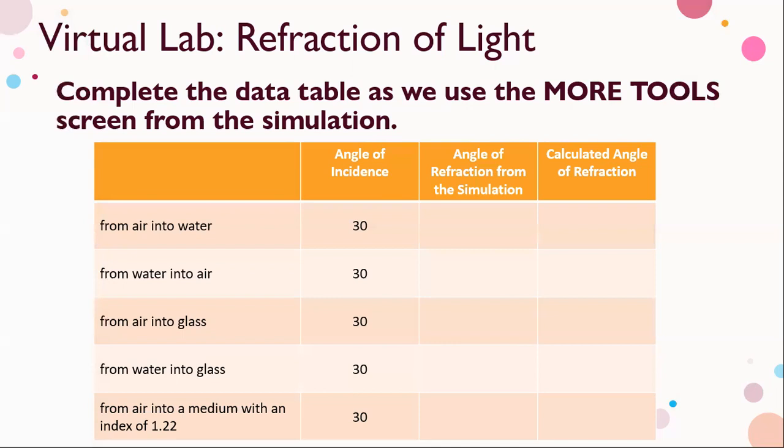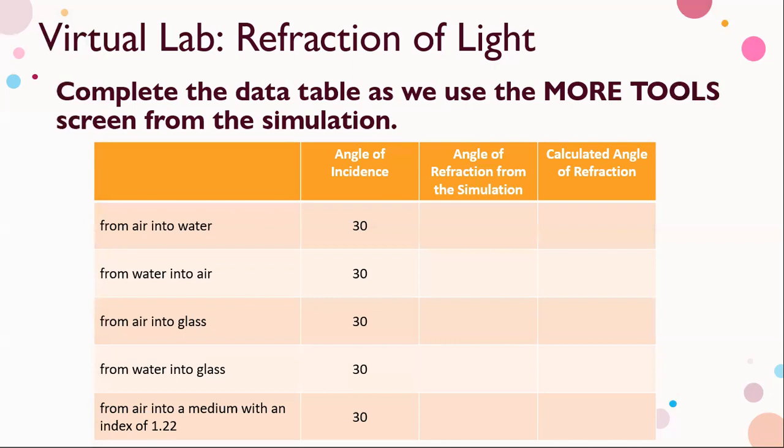So the second scenario now is from water into the air. Then the third scenario is from air into glass. Then the fourth scenario is from water into glass. And then the fifth and last scenario is from air into a medium with an index of refraction equal to 1.22.